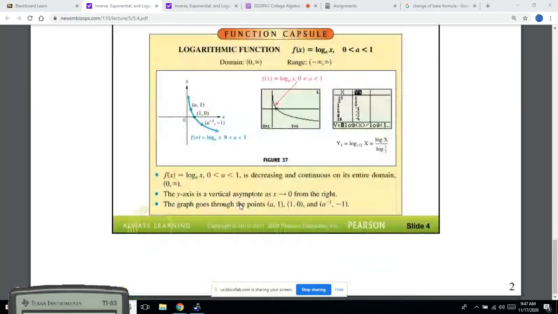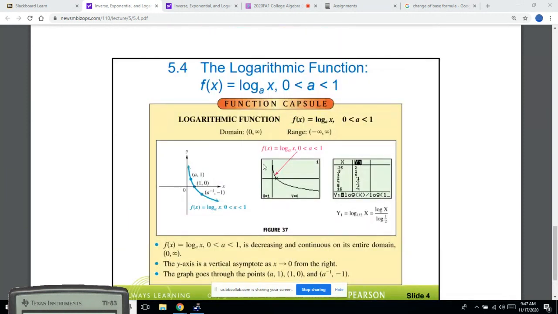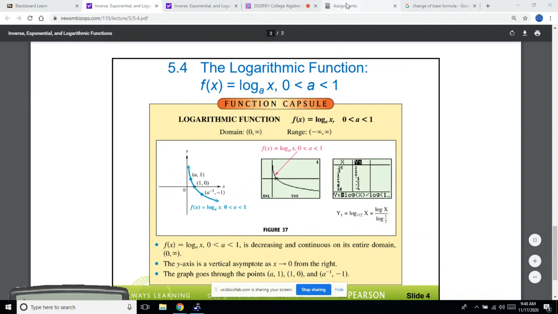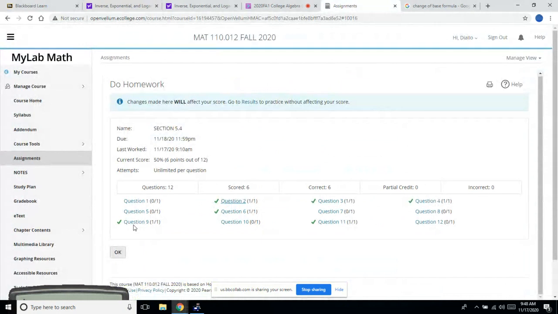Now, how will you actually graph these logarithms using a calculator if there's something other than a base 10 or a base e? And also, how would you use a calculator to calculate a log that's not a base 10 or a base e? So I'm going to go back to the document camera. Well, I guess actually before I do that, I'm going to pull up the homework. And I just want to look at a couple of sections.